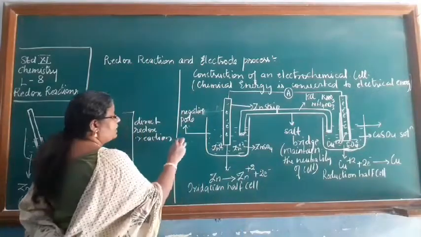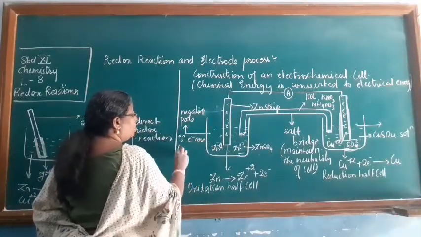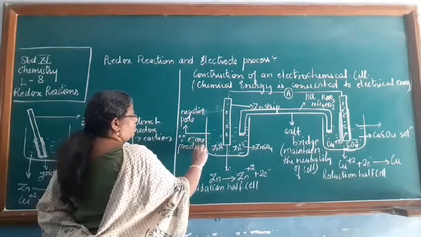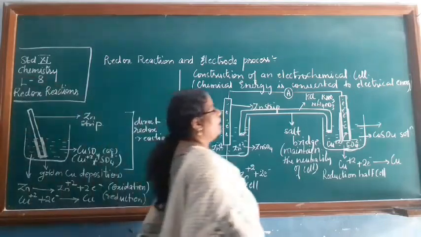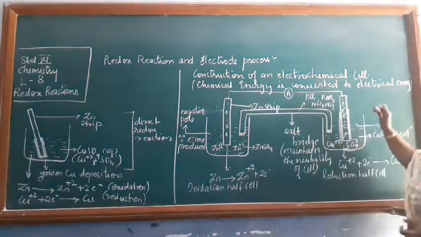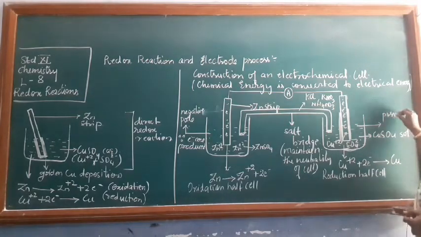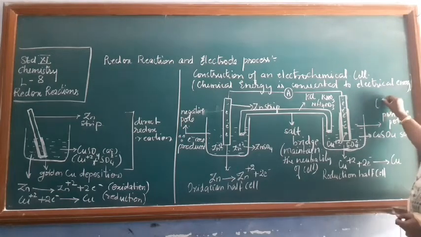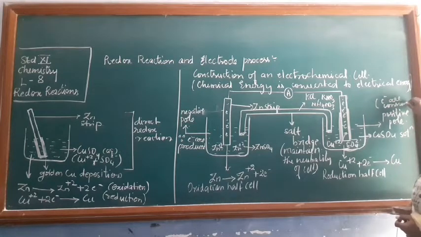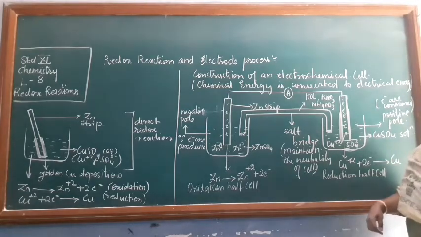Why do we call it the negative pole? Because electrons are produced or formed here. And here CuSO4, that is the reduction half cell, will be called the positive pole. Positive pole. Why? Because electrons are consumed here. Therefore, it is called the positive pole.